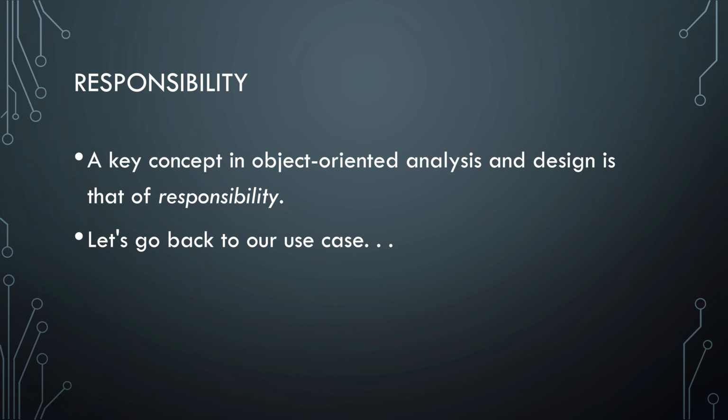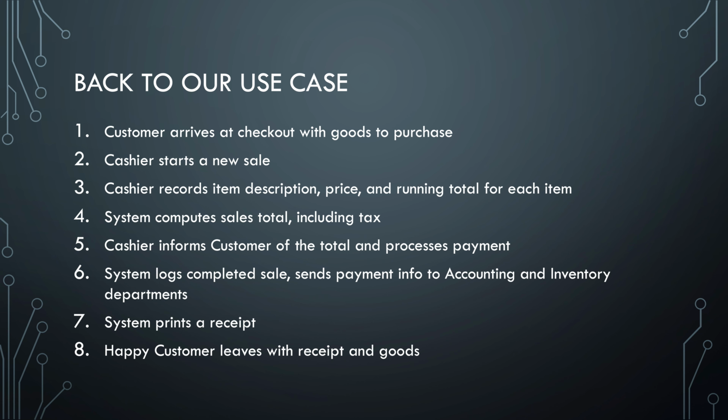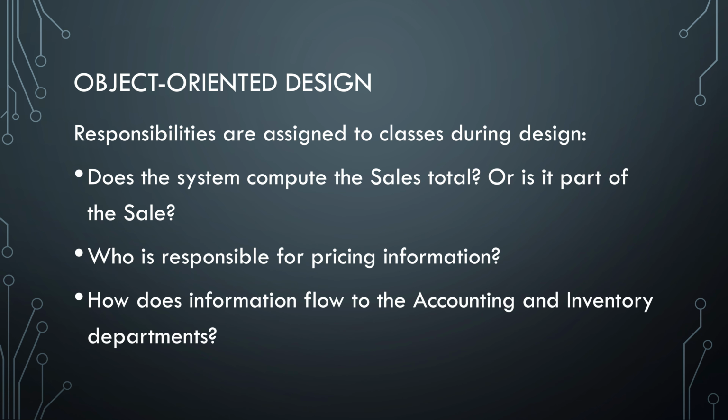Another way to look at decomposing and structuring a bigger problem is by looking at responsibility. Let's take a look at the convenience store use case we talked about earlier. This is what the steps in the use case look like if you write them out. When you design the classes, you need to think about the responsibilities. Who computes the total value of the sales? Is it the system or is it part of the sale class? Where is pricing information stored? And how does information from a sale flow to the accounting and inventory parts of the system?